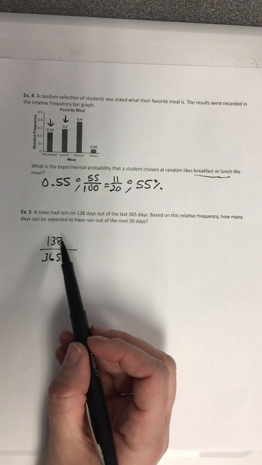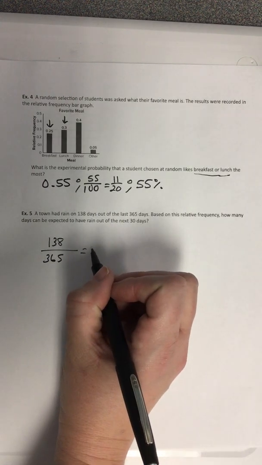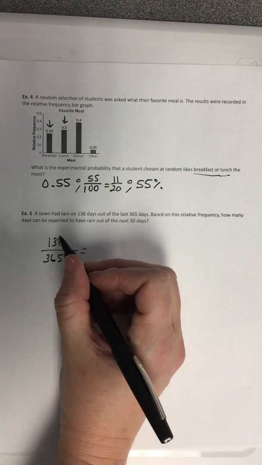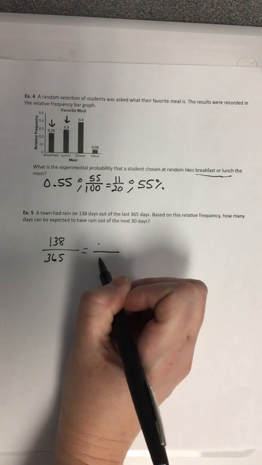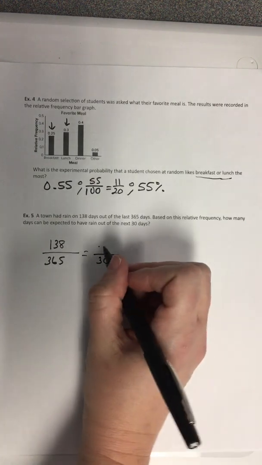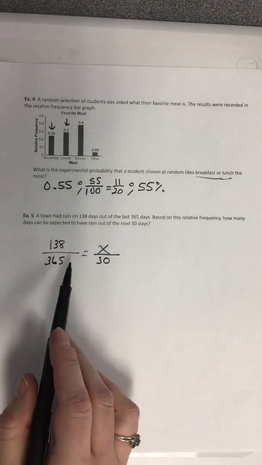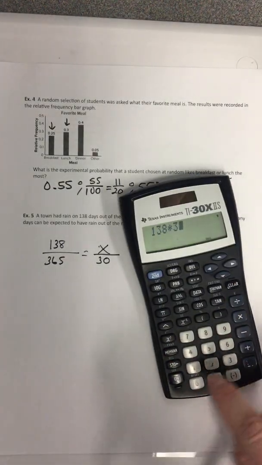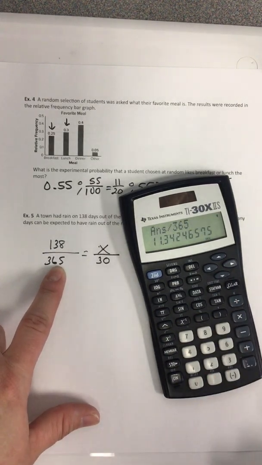Okay, so I'm comparing the days of rain to the total days. So remembering back to a proportion, compare the same thing on the other side. So I've got rainy days to total. Well, I want to know how many days it rained out of 30. So I'd put that 30 down here, solve that proportion, use cross products to solve it. So I'm going to take 138 times 30, divided by that 365. I'm going to get my answer.